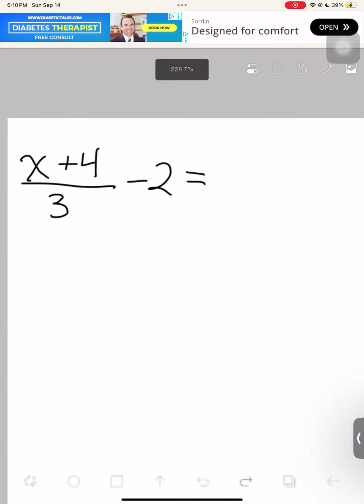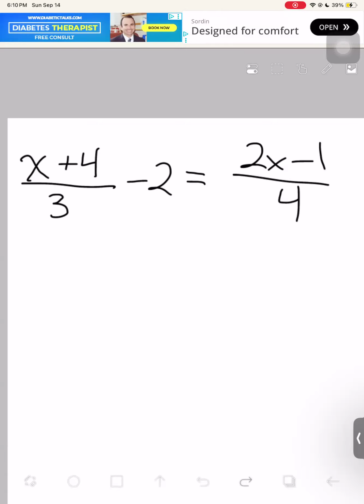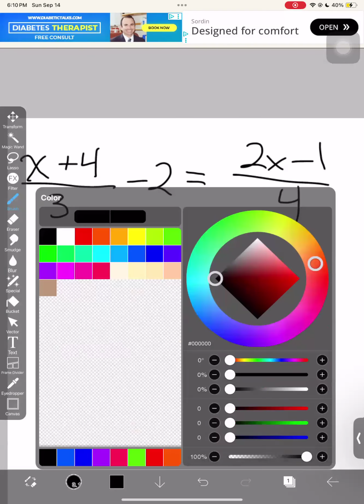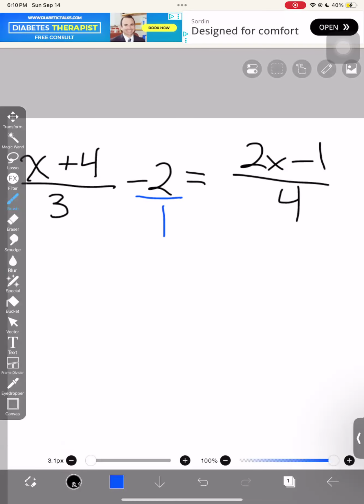Is equal to 2x minus 1 over 4. And here we have to be very careful. We've worked with fractions before. Remember, with fractions, we gotta make sure that the denominators are the same. In order to add fractions, the denominator has to stay the same. So let's turn everything here into a fraction, which, to be honest, all we really have to do is just turn this one into a fraction. So that would be 2 over 1.